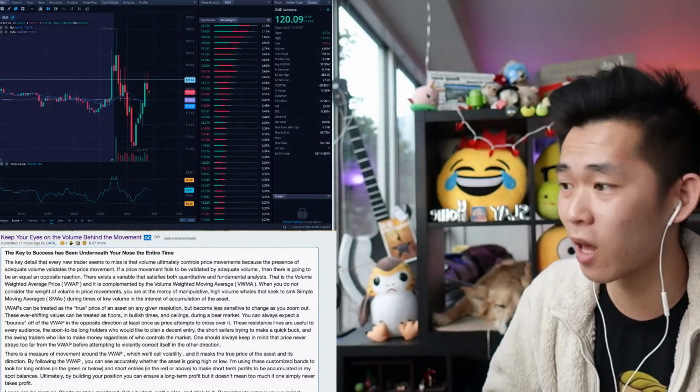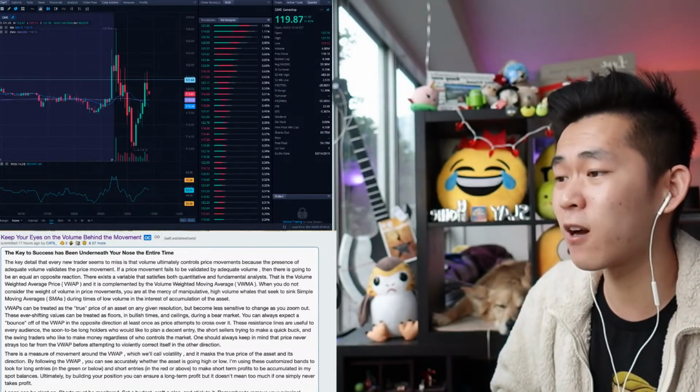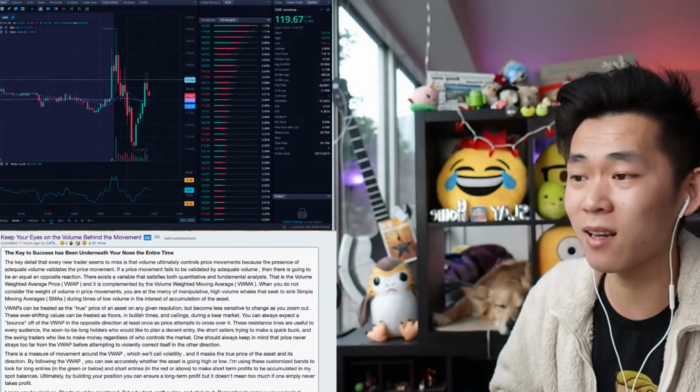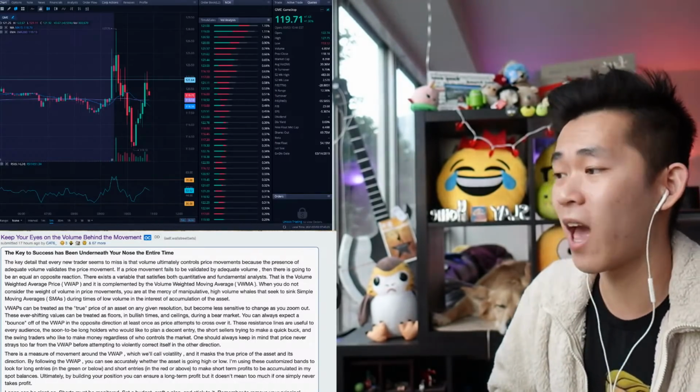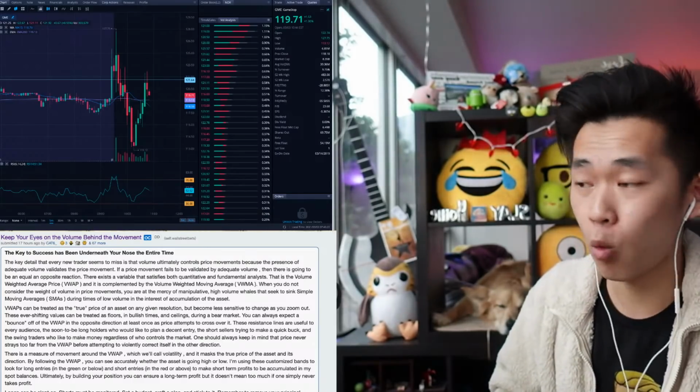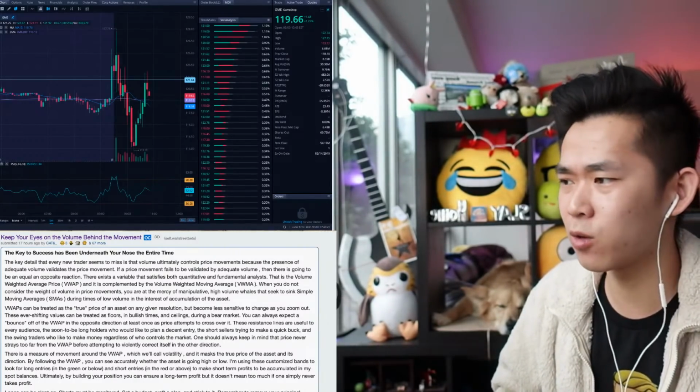There exists a variable that satisfies both quantitative and fundamental analysts. That is the volume weighted average price, or VWAP. You guys remember VWAP, right?